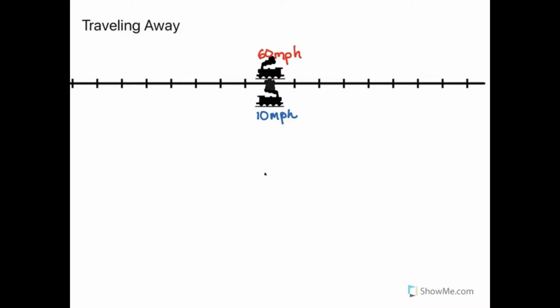These two trains begin at the same place and travel away from each other. The top train is traveling 60 miles an hour and the bottom train is traveling 10 miles an hour. How far apart will they be after 2 hours?